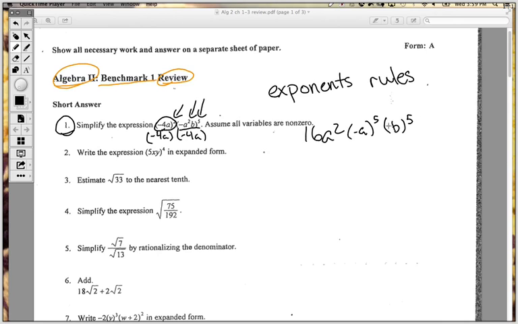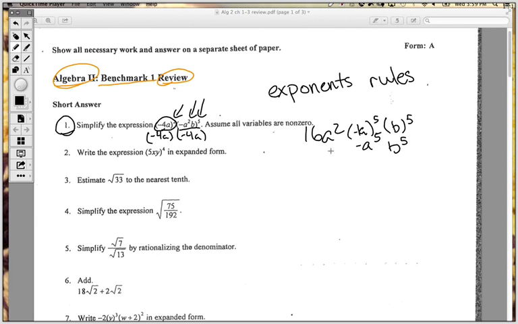Okay, so how would that simplify a little bit further? Well, this is really negative 1, and if I have 5 negative 1s being multiplied, that's a negative times a negative times a negative times a negative times a negative, and that all together makes a negative. So that's going to be negative there, and then a to the fifth. So I'm going to wind up having this negative a to the fifth. For this part, b to the fifth, that's just b to the fifth.